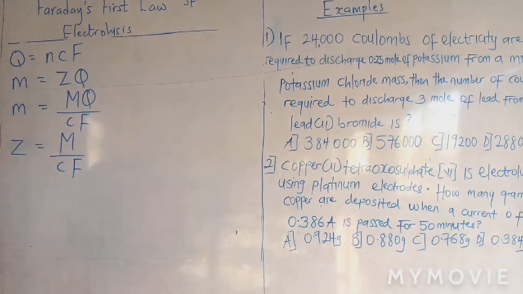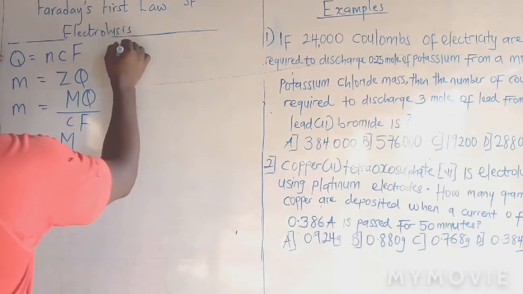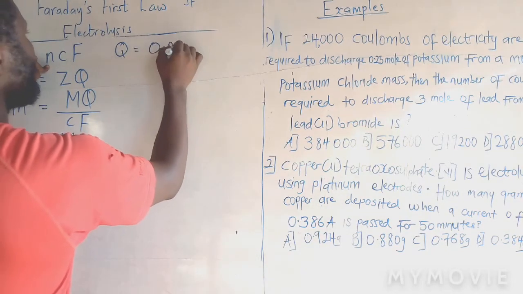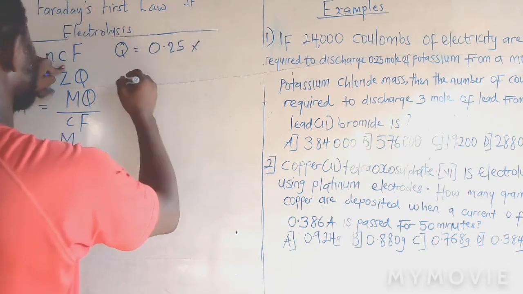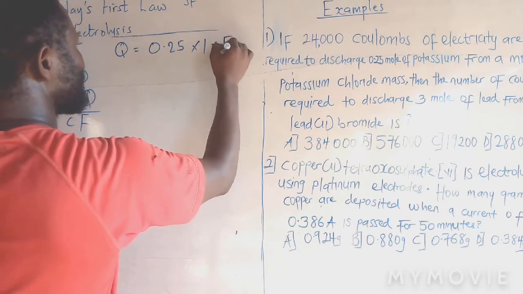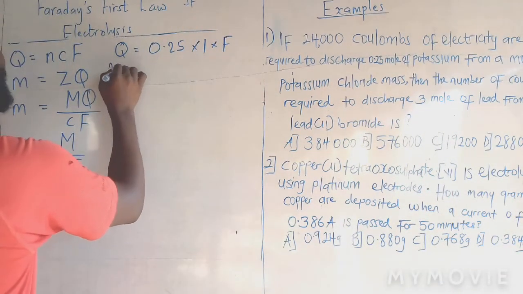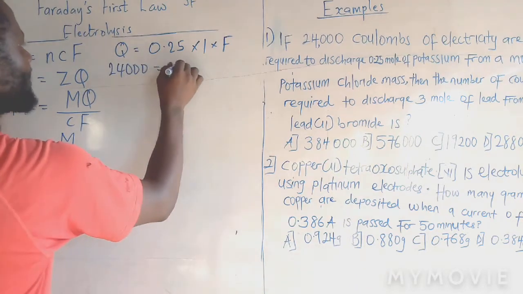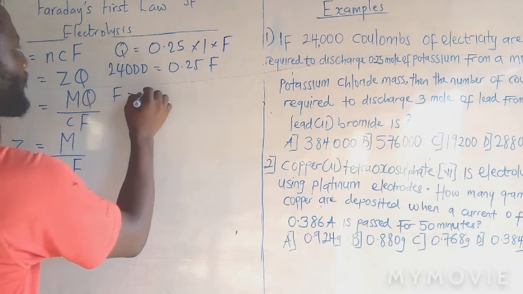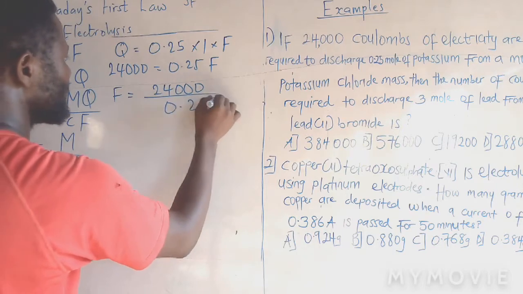So as a result of that, we see that Q from this formula, Q is equal to number of moles, which is 0.25, multiplied by C, which is 1. And this is F. We are not given F in this question, but we are given Q. Our Q is 24,000 is 0.25 F. So from here now, F is equal to 24,000 over 0.25.